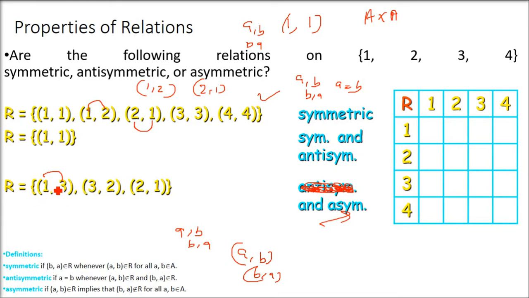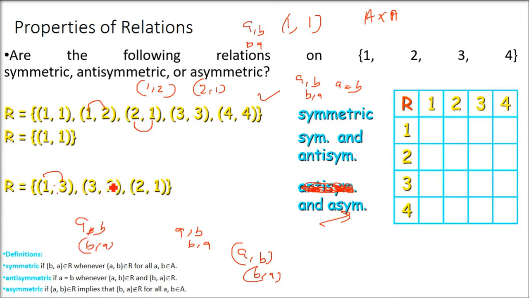Now you can check for symmetric also. If (A,B) is there, (B,A) should be there. (1,3) is there, (3,1) is not there. (3,2) is there, (2,3) is not there. (2,1) is there, (1,2) is not there. So we check for symmetric also. This is only asymmetric. That is, (1,3) is there, (3,1) is not there; (3,2) is there, (2,3) is not there; (2,1) is there, (1,2) is not there. So it is asymmetric. Okay.